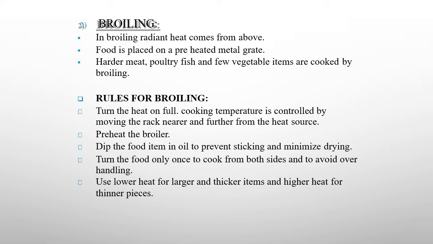And the rules for broiling are: turn on the heat full, and the cooking temperature is controlled by moving the rack nearer to or further from the heat source. Preheat the broiler, and dip the food item in oil to prevent sticking and minimize drying. Turn the food only once to cook both sides, and avoid overhandling. Use lower heat for larger and thicker items and higher heat for thinner pieces.